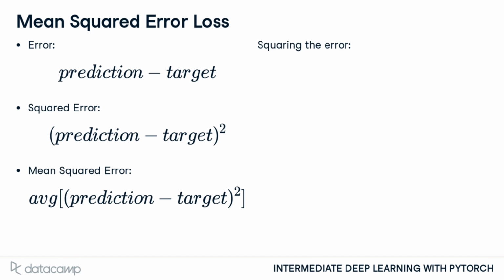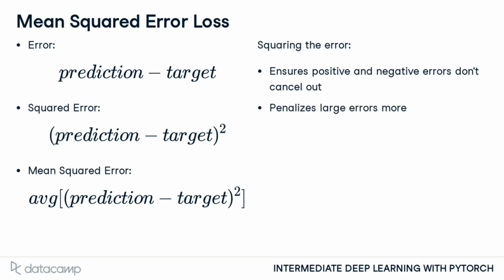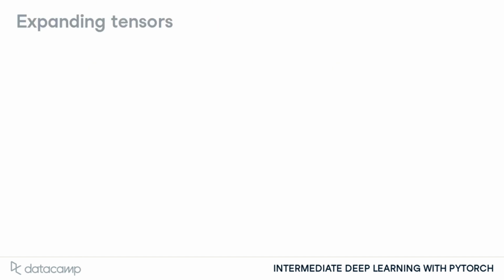Squaring the errors plays two roles. First, it ensures positive and negative errors don't cancel out, and second, it penalizes large errors more than small ones. Mean-squared error loss is available in PyTorch as nn.MSELoss. Before we take a look at the model training and evaluation, we need to discuss two useful concepts: expanding and squeezing tensors. Let's tackle expanding first.